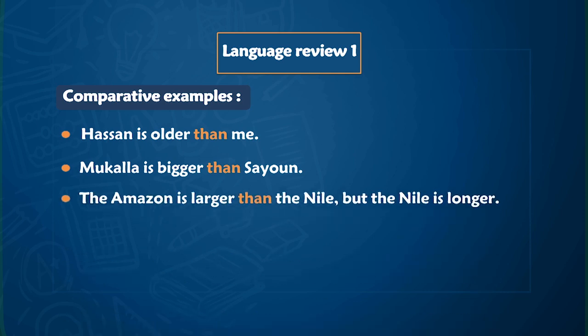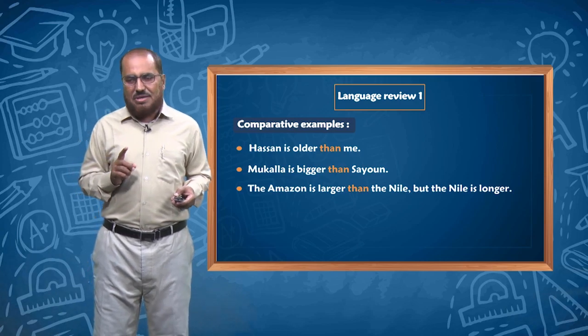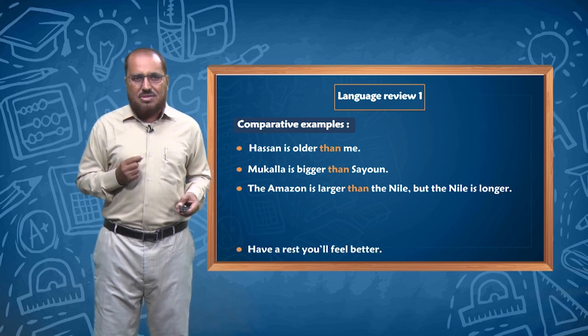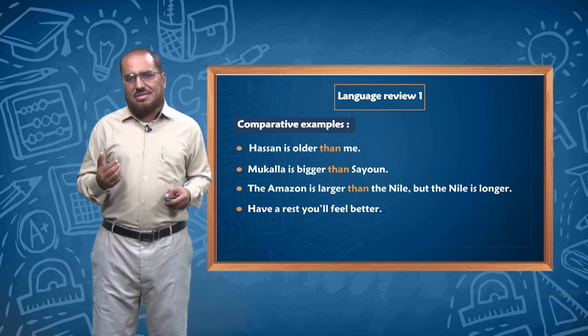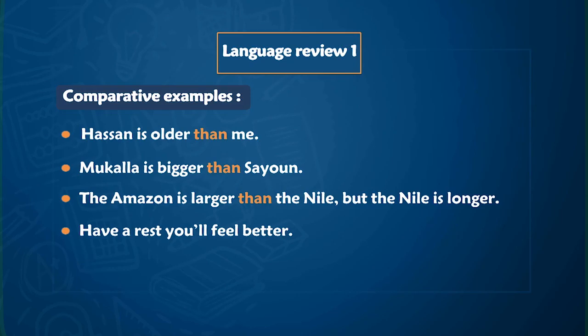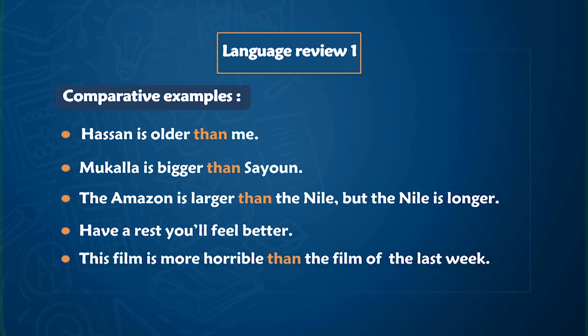Then, the Amazon is larger than the Nile. You see, the Amazon is larger than the Nile because there is a comparison between the Amazon River and the Nile River. But the Nile is longer. Where is than here? No than, because we mentioned just one now. Have a rest. You will feel better. Better is the comparative of good, as mentioned previously. Where is than here? No than, because you feel tired now. Have a rest, then you will feel better than now.